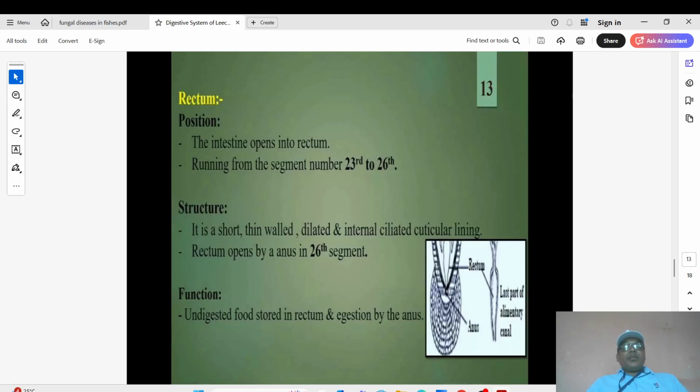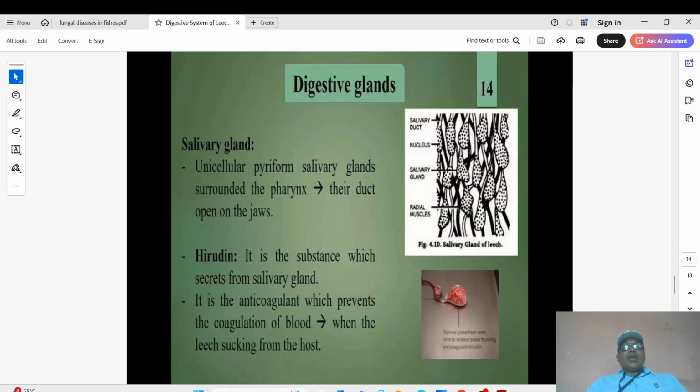Now rectum, the intestine opens into the rectum running from the 23rd to 26th segment. The structure, it is short, thin walled, dilated, with internal ciliated lining. See, the rectum opens by an anus in the 26th segment. The function, undigested food is stored in the rectum and egested through the anus.